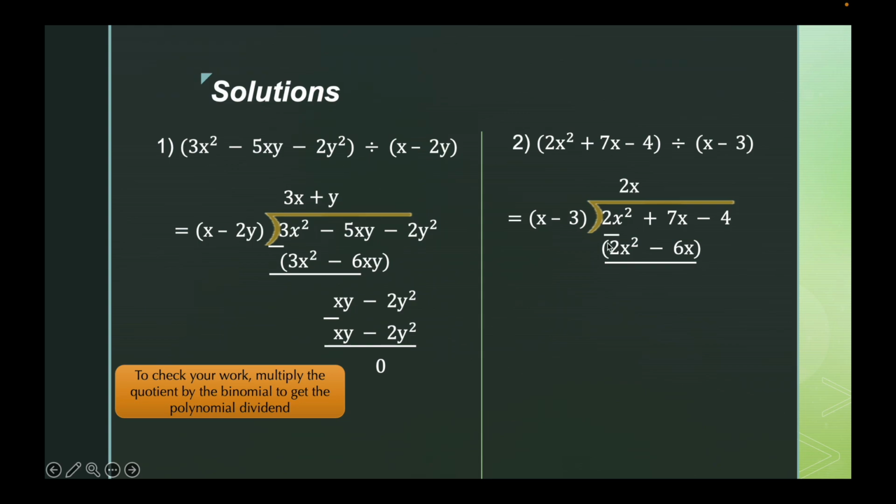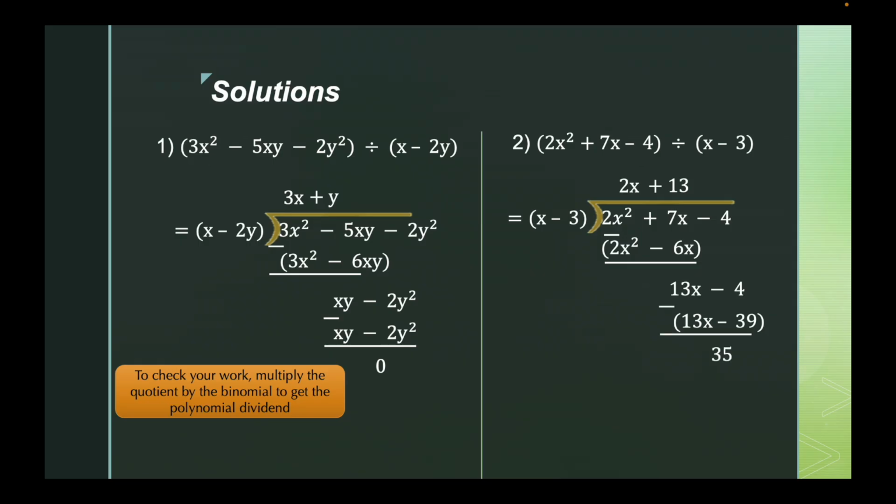The next step is to subtract, adding brackets around your multiplication here, your answer to the multiplication, your product. And then once you subtract, you are going to get 13x, bring down the negative 4, so you get 13x minus 4. My next step is now to ask myself, how many times does x go into 13x minus 4? In this case, x goes into 13x 13 times. So I'm going to put my 13 on the top. I'm going to do 13 times x minus 3. That will give me 13x minus 39.